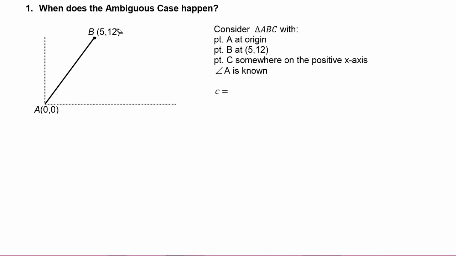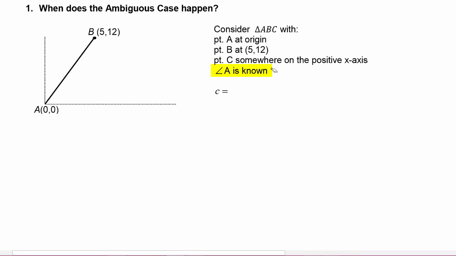So we're given some constraints here. Point A of our triangle has to be here at the origin. Point B is going to be at this point (5, 12). Now point C of the triangle is going to be somewhere on the positive x-axis. So it can't be over here on the negative x-axis. Point C will be somewhere along the positive x-axis. We don't know where it is right now.